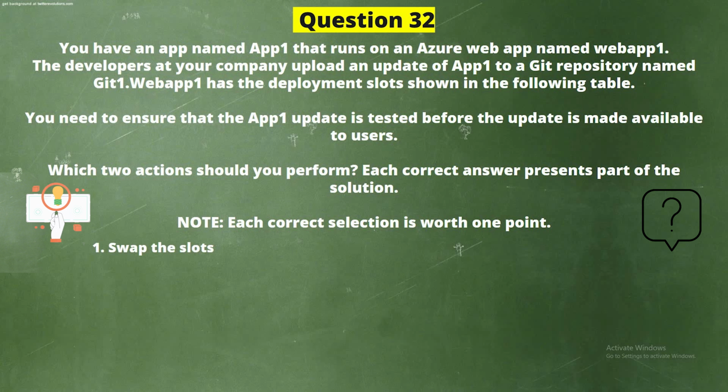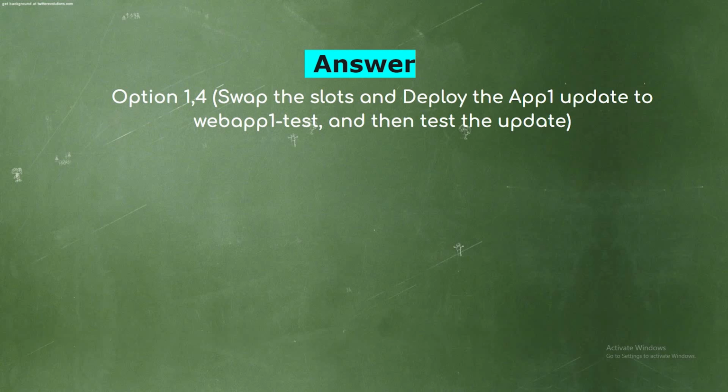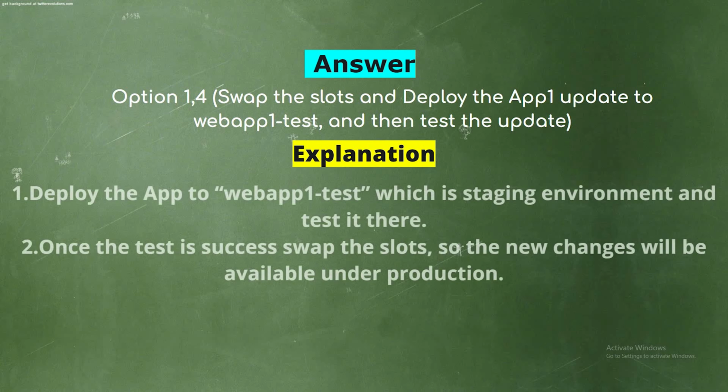Option 1, swap the slots. Option 2, deploy the App 1 update to Web App 1 prod and then test the update. Option 3, stop Web App 1 prod. Option 4, deploy the App 1 update to Web App 1 test and then test the update. Option 5, stop Web App 1 test. And the right answer is option 1 and 4. Swap the slots and deploy the App 1 update to Web App 1 test, and then test the update. Explanation. Deploy the app to Web App 1 test, which is the staging environment, and test it there. Once the test is a success, swap the slots so the new changes will be available under production.